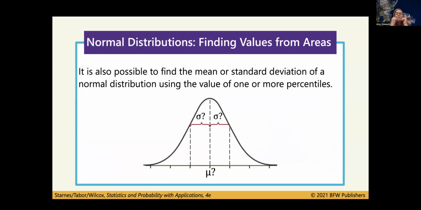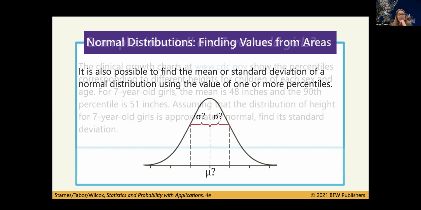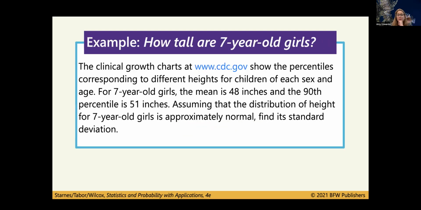Now, is it possible to find the mean or the standard deviation? This one is just a little bit harder. This is where that z-score is going to come into play. Let's look at our example where we've got data for 7-year-old girls. I'm writing the mean is 48 inches. It's the 90th percentile, so area is 0.90. At the area of 0.90, that X value, that boundary line, is equal to 51.